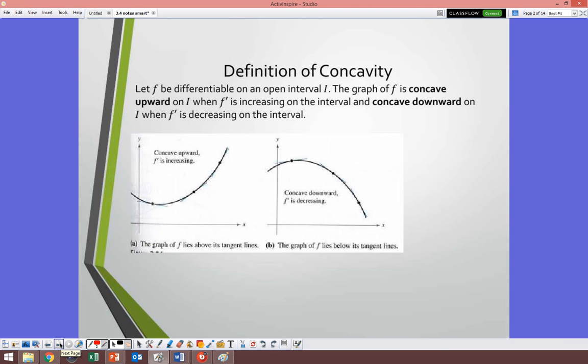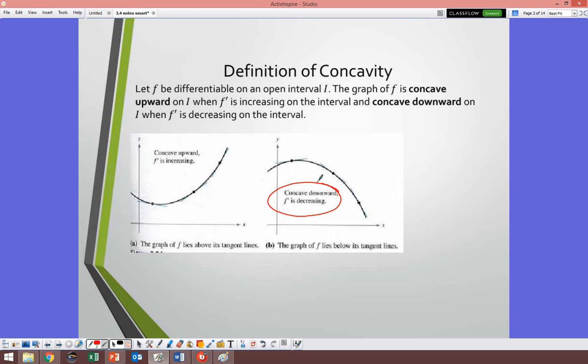So, definition of concavity. Let f be differentiable on an open interval I. The graph of f is concave upward when f prime is increasing on the interval, and concave down on I when f prime is decreasing on the interval. So if you notice this right here, from here up, this is increasing. So this is my concave upward, where this right here is going to be my concave downward.